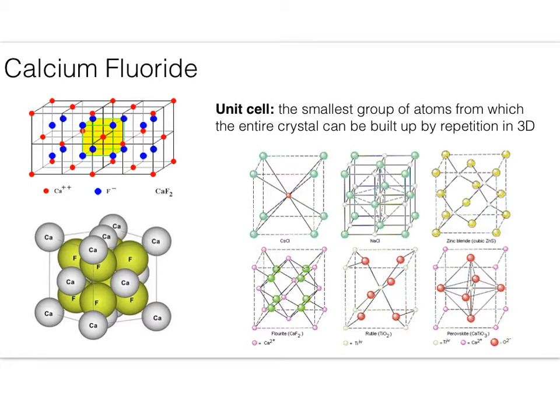And often when you're looking at a solid-state structure, they will provide you with the unit cell. This is the repeating unit, and you can have atoms inside the unit cell, this kind of cube, or you can actually have the unit cell cutting through atoms. And so let's do calcium fluoride as an example.